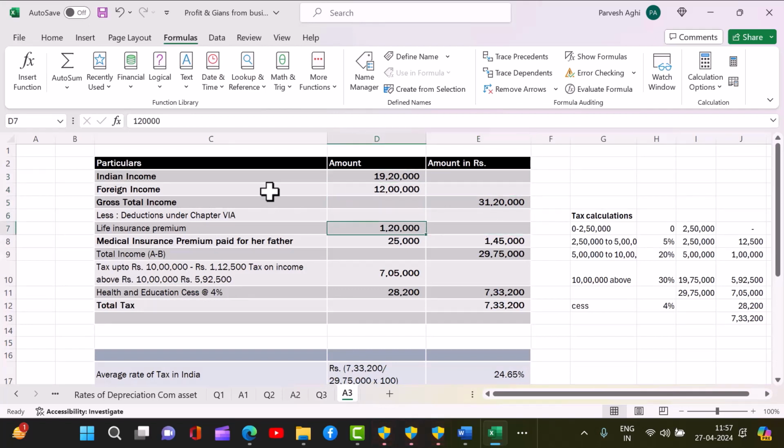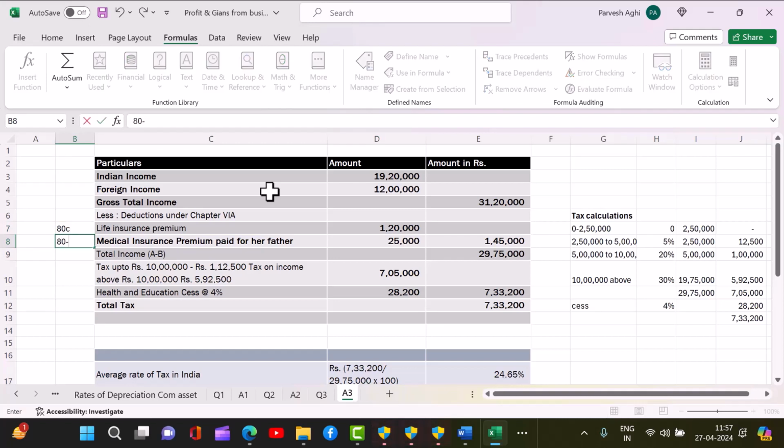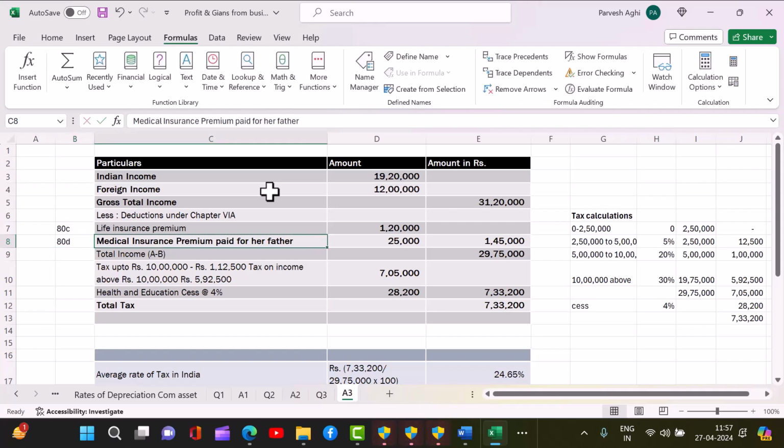Then the life insurance premium, which is a deduction benefit since she has opted for the normal tax regime. Then 80D reduction, which is medical insurance paid for father. So total income will be 29 lakh 75,000. Is that clear?